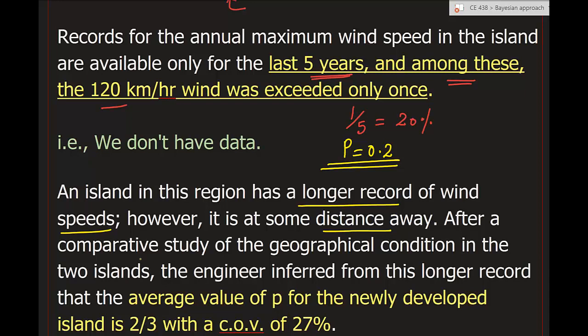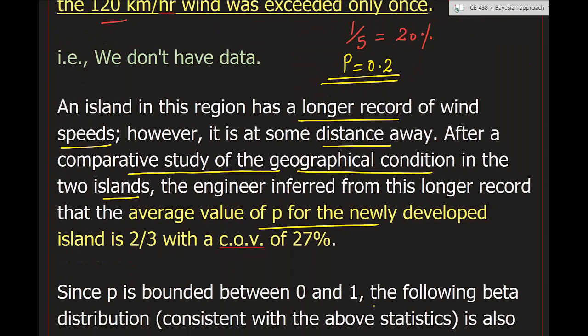So after a comparative study of the geographical conditions in the two islands, the engineer inferred that from the longer record, the average value for P for the newly developed island is 2/3 with a coefficient of variation of 27%. So for this city, which is relatively far away from the newly constructed building, we have long-term data, and if we plot this data in a histogram and fit a distribution, the corresponding mean probability is 2/3 and the coefficient of variation is 27%.